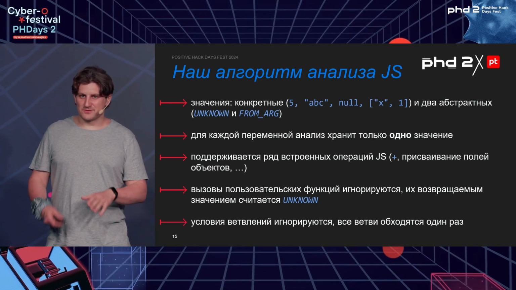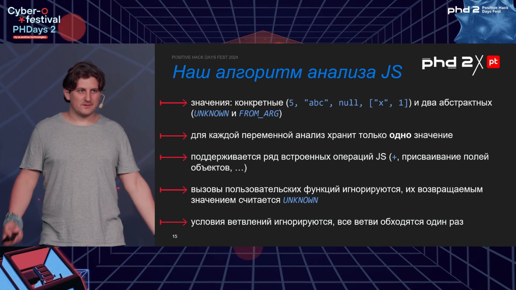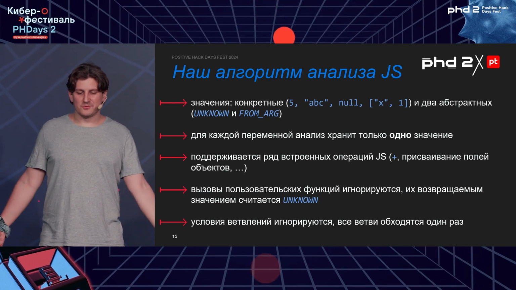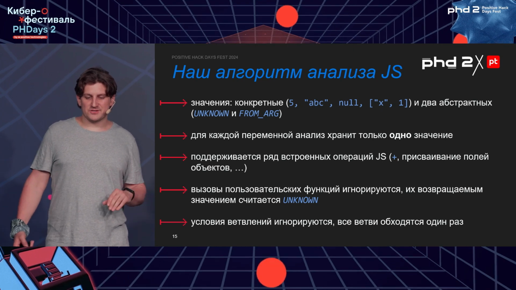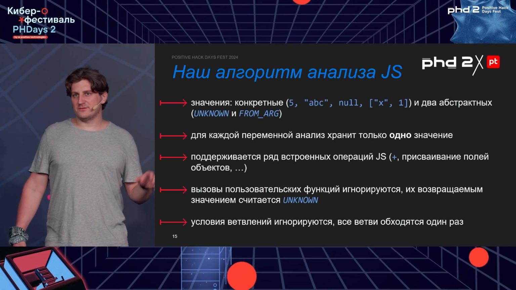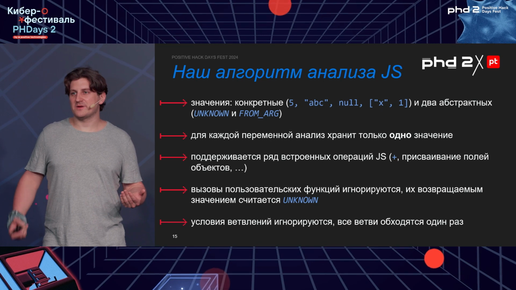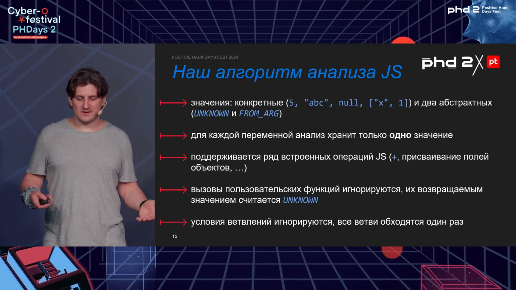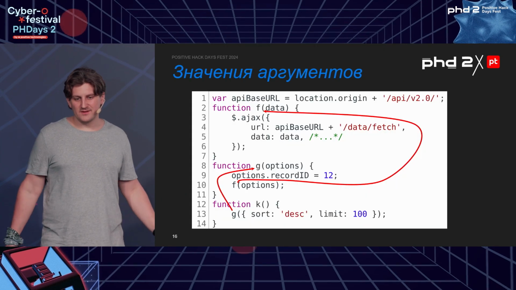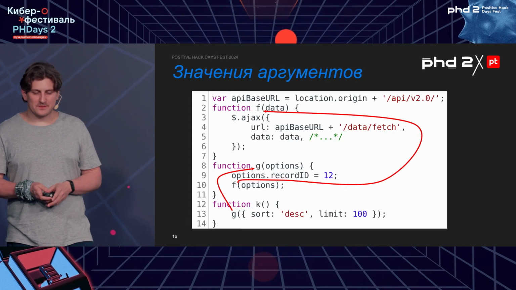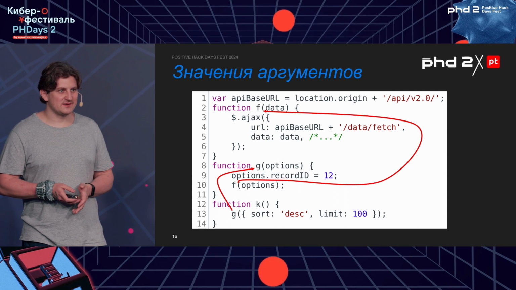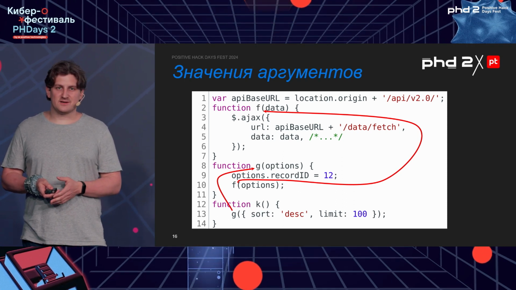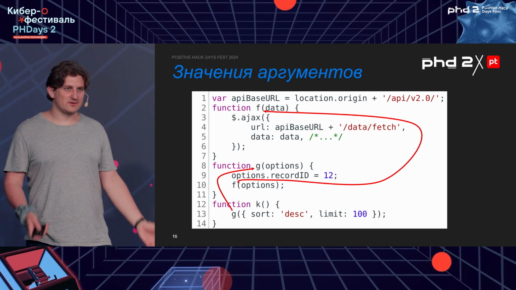It will ignore calls to user functions. So if it sees something else in the code, it will simply assign unknown to its result. It will also ignore the forking conditions, meaning that branches of cycles and conditional operators will only be looked at once. The analyzer also contains a mechanism for searching for argument values.